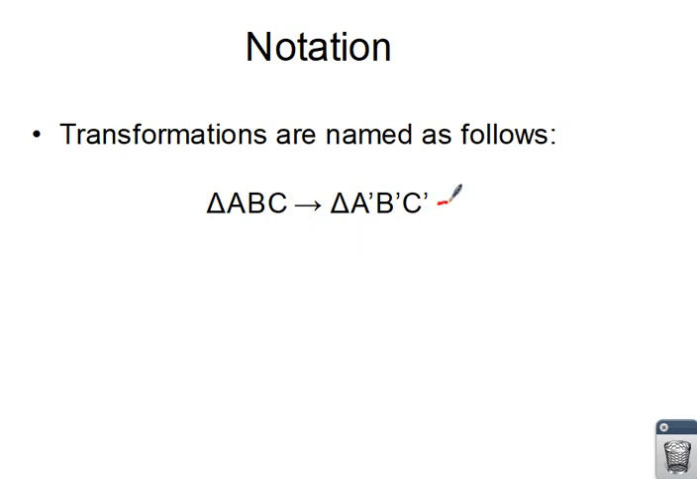And then let's say you moved it again. Then it would be triangle A double prime, B double prime, C double prime. You could go to triple primes. You could go to quadruple primes. I've seen quite a few. But at some point it gets redundant and we rename the shape.